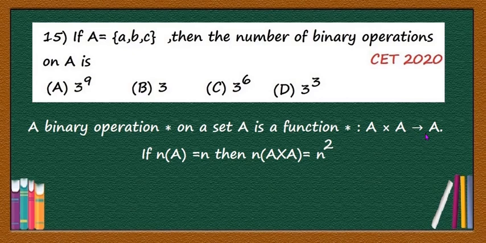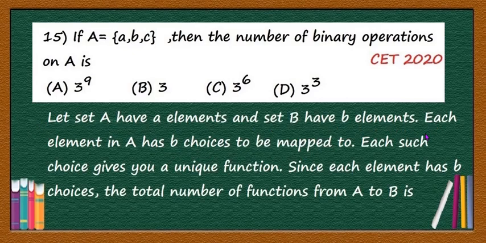To find the number of functions from set A to B, we have to use this concept. Let set A have a elements and set B have b elements. Each element in A has b choices to be mapped to, and each such choice gives you a unique function. Since each element has b choices, the total number of functions from A to B is b to the power a. And I will explain with an example.